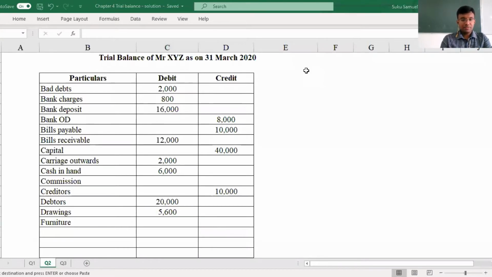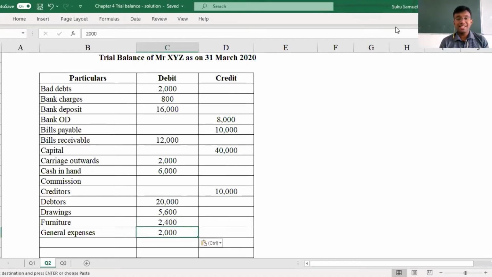Now, next, what we have is furniture. Remember, furniture is also an asset, and furniture has to fall on the debit side. Next, what we have is general expenses. As the name suggests, it is an expense. So any expense, what should you do? It has to be put on the debit side.